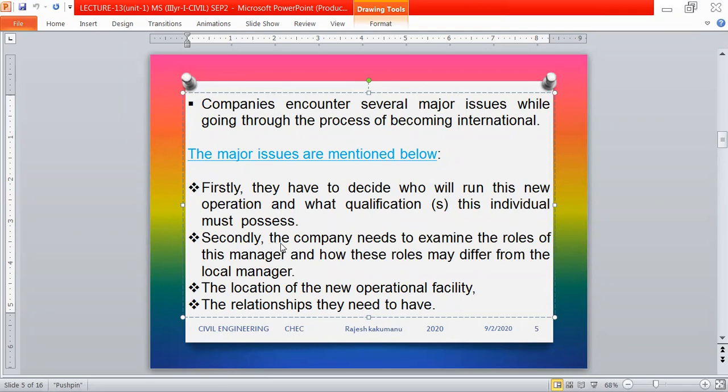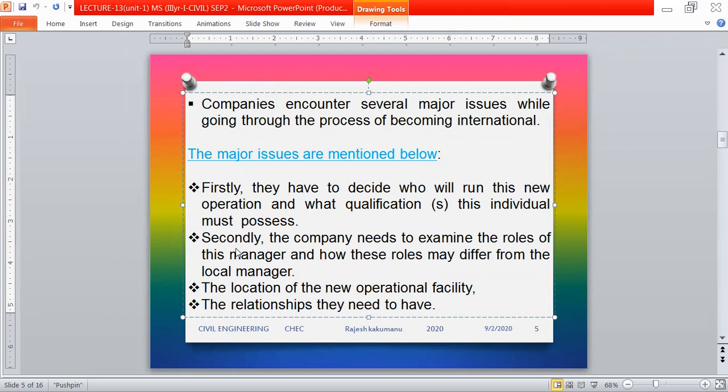What is the second thing? The company needs to examine the roles of this manager and how these roles may differ from the local manager. Now your business is in Andhra and Telangana, so you are maintaining and doing the business with one manager for Andhra and Telangana. For example, you have a banana business and you are doing the business in almost Andhra and Telangana, but you want to expand your banana business not only in Andhra and Telangana but directly to Malaysia and Thailand.